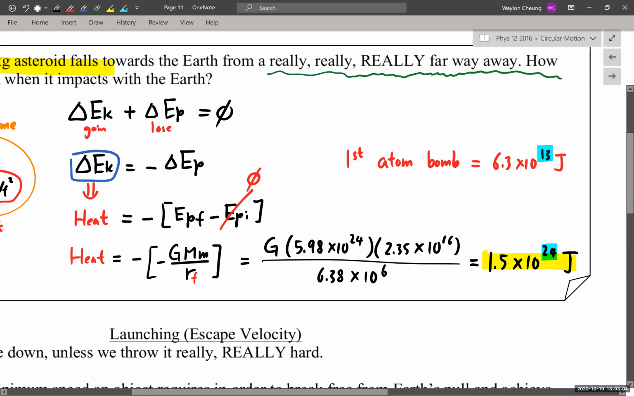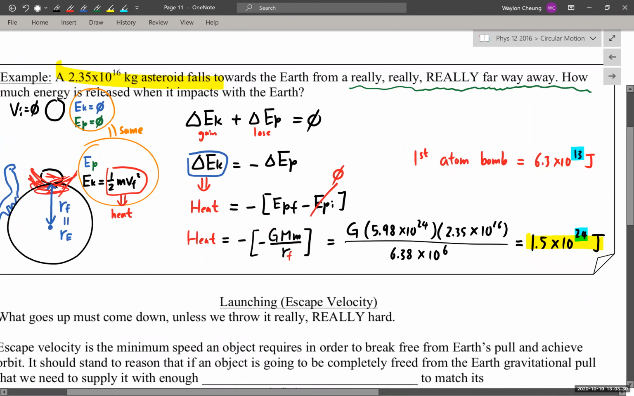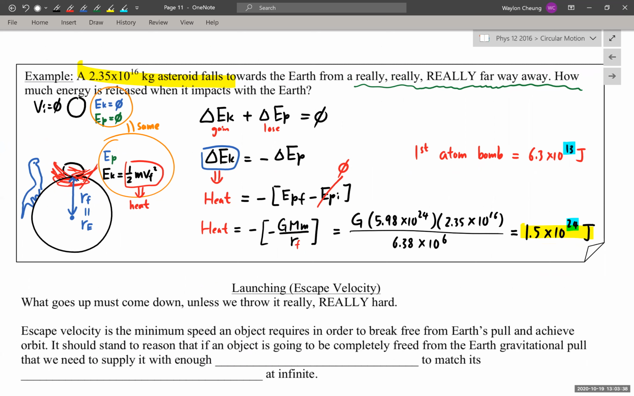And you know what the first atomic bomb did? It leveled a city. So this asteroid is 50 billion of that. So no surprise that 99% of the life on Earth was extinguished, right? They are all gone. This is a very, very big impact. I mean, you have to have something that big though. This asteroid is very big. The mass is in the trillions of kilograms and hitting us from very, very far away.